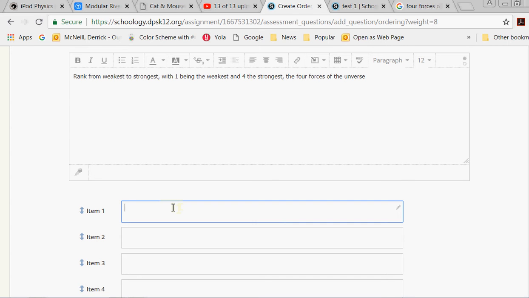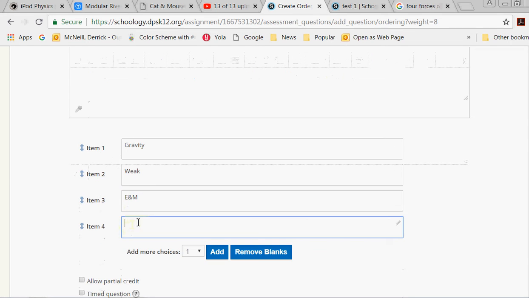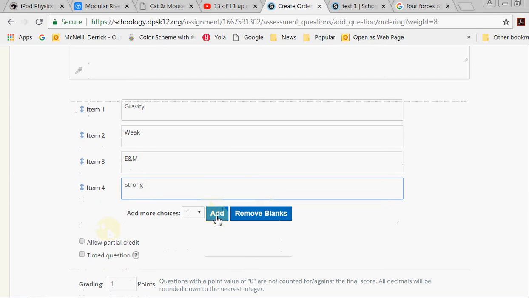Anyway, so that would be gravity being the weakest, item number one. The second one would be the weak nuclear force. The third one would be the electromagnetic force. And then lastly, we have the strong force. So these are our four primary forces, and they are listed right now in order the way I want it answered. Now, I can add additional choices to this, like I can with multiple choice, but for this question, there are only four forces of the universe that we currently know of.